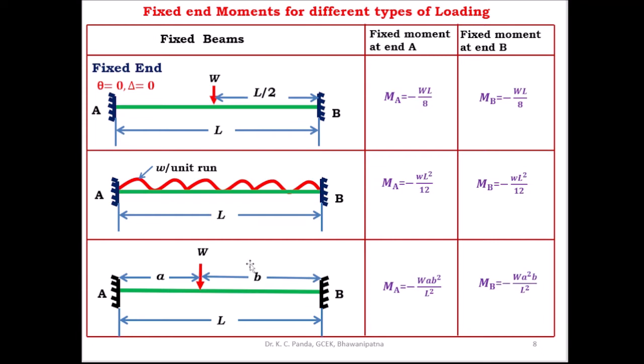In this case, this is the eccentric loading. Here the load is present eccentrically. In this case, the fixed end moment MA is equal to minus W a b square by L square, and MB is equal to minus W a square b by L square.